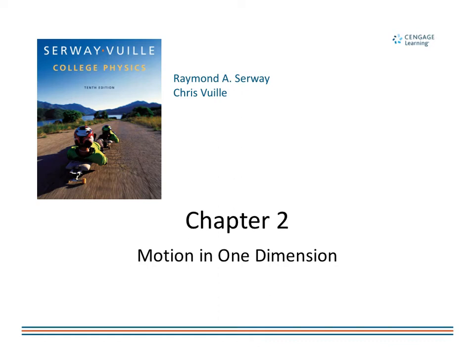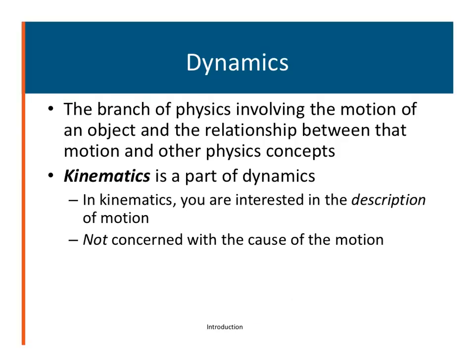In this video, we're going to start looking at Chapter 2, which is Motion in One Dimension. When talking about motion, we look at the branch of physics called dynamics. And this is the branch of physics involving any motion of an object and looking at the relationship between the motion and other physical concepts and what's happening to that object to make it move or to keep it in motion or to prevent its motion.